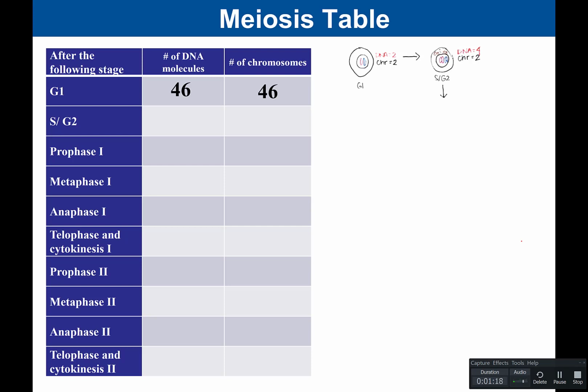Now, if we go to S phase, remember that in S phase, we are going to duplicate our chromosomes. So we're going to make our sister chromatids. The 2 pinks are now together. That is 1 chromosome, but now 2 DNA molecules. The blue one is 1 chromosome, but 2 DNA molecules. So notice that my chromosome number is still 2, but my DNA number is 4 because I've duplicated my chromosomes. So if we fill in our table, S and G2, how many DNA? 92, because we replicated our chromosomes, but it's still 46 chromosomes because we haven't changed our chromosome number.